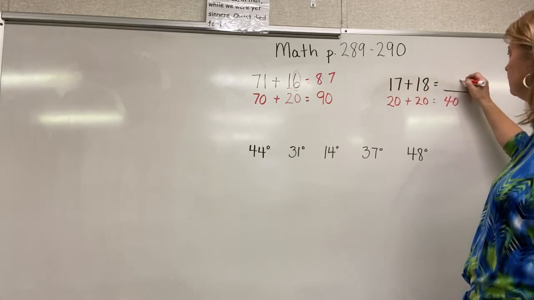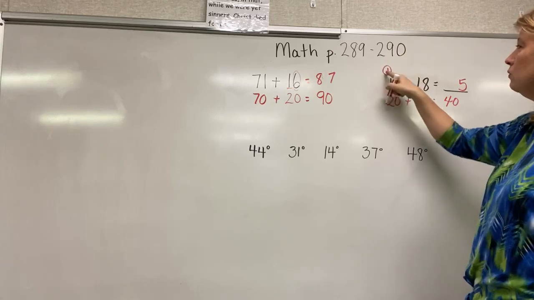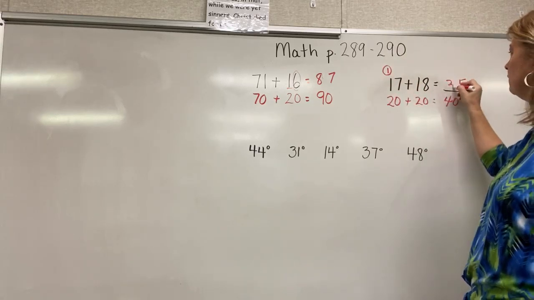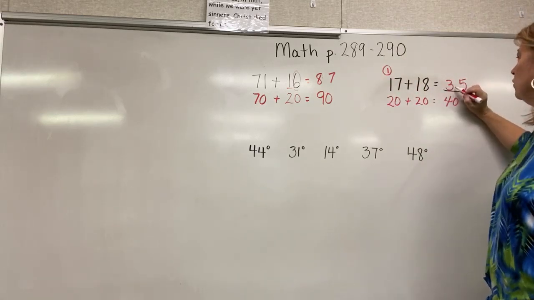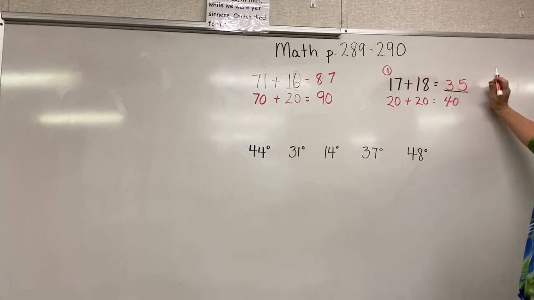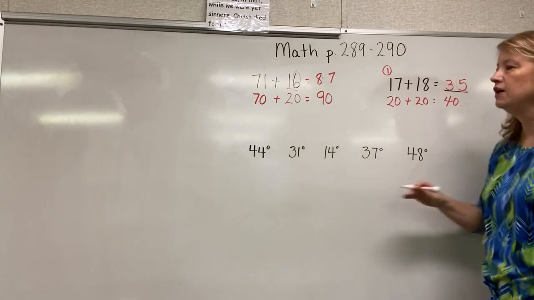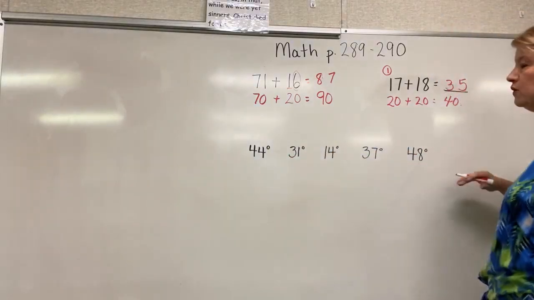7 plus 8 is 15. Bring your 5 over. Carry your 1. 1 plus 1 plus 1 is 3, so 35. We're looking, it would be estimated between what two numbers? 30 and 40. It's a 5, so we would estimate it up to 40. And that is right.